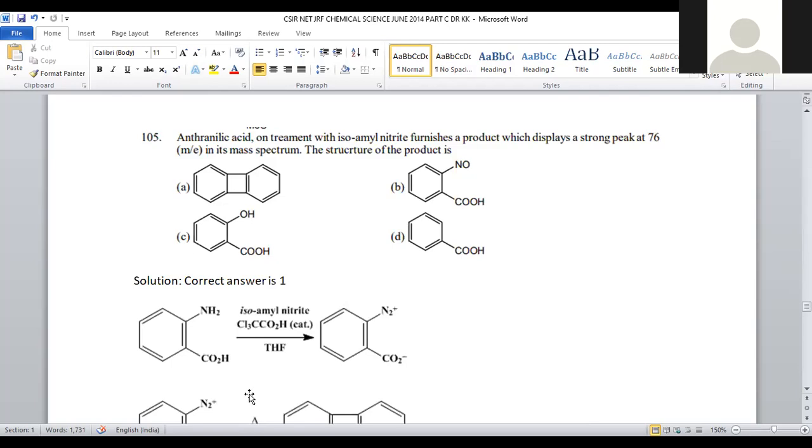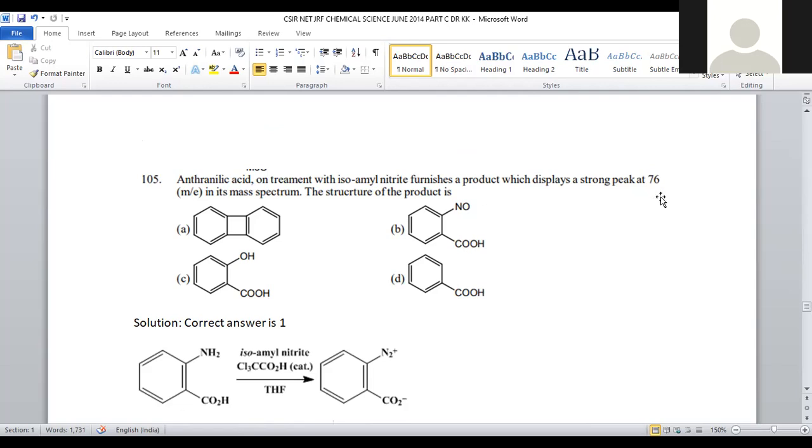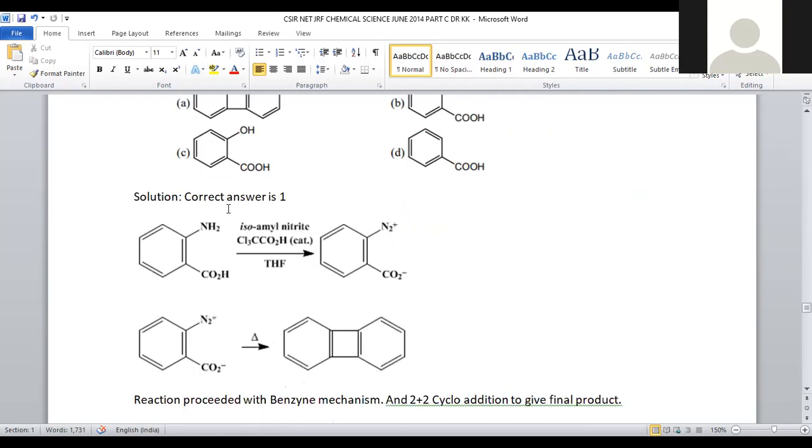Question number 105 is also a part of organic chemistry. Anthranilic acid on treating with isoamyl nitrite furnishes a product which displays a strong peak at 76 m/e value in its mass spectrum. What is the structure of the product? Anthranilic acid is nothing but amino-benzoic acid.